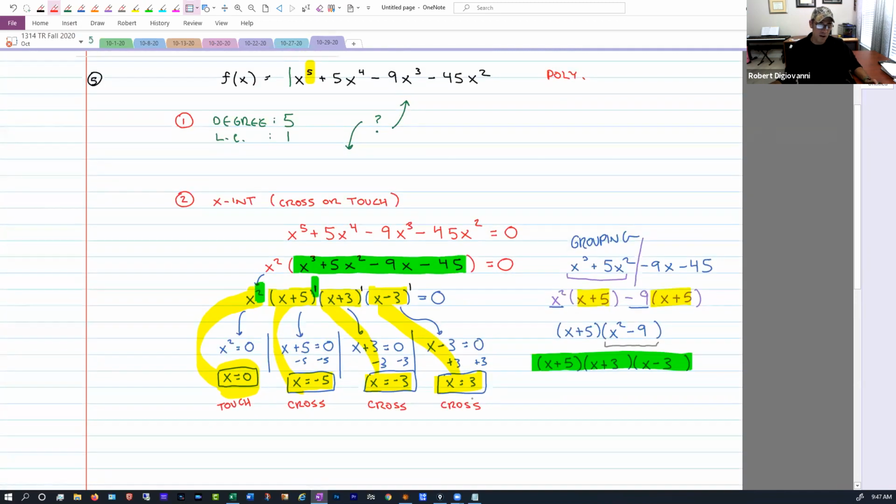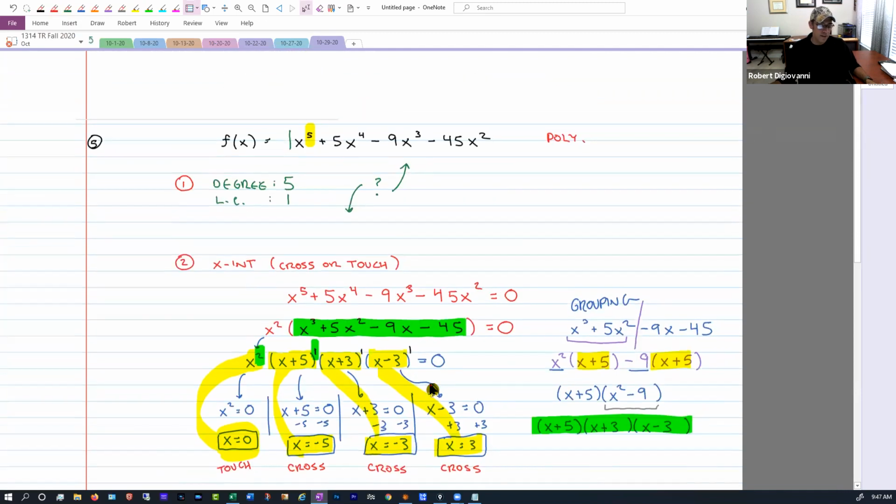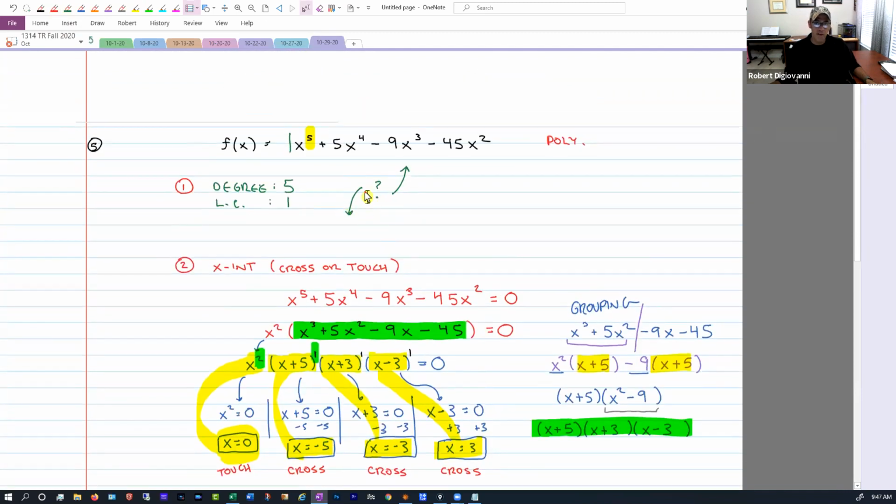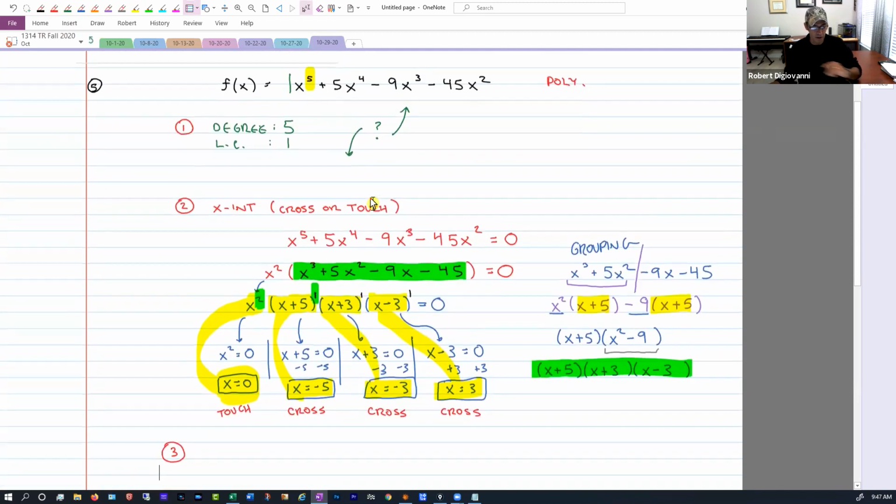Okay, so now it's time to draw the picture. That's the third step. We want to sketch it. Now to sketch it, what we do is we start by putting our x-intercepts. After we put our x-intercepts, we put our end behavior, and then we connect the dots, all right?